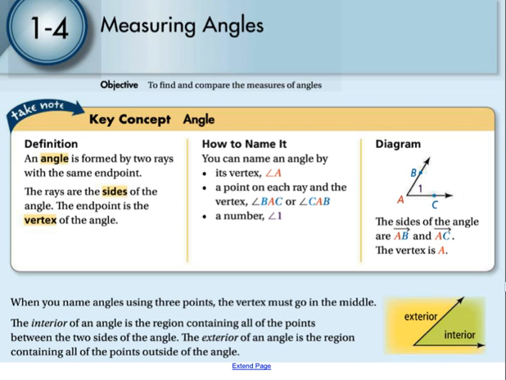When you're naming the angles using the 3 points, the vertex is always the letter in the middle. You'll notice that in the two references above, that letter A, which was the vertex, was the vertex that's in between those two rays, and that's always the one that goes in the middle. The interior contains all of the points in between the two rays. The exterior contains all the points outside of the two rays.